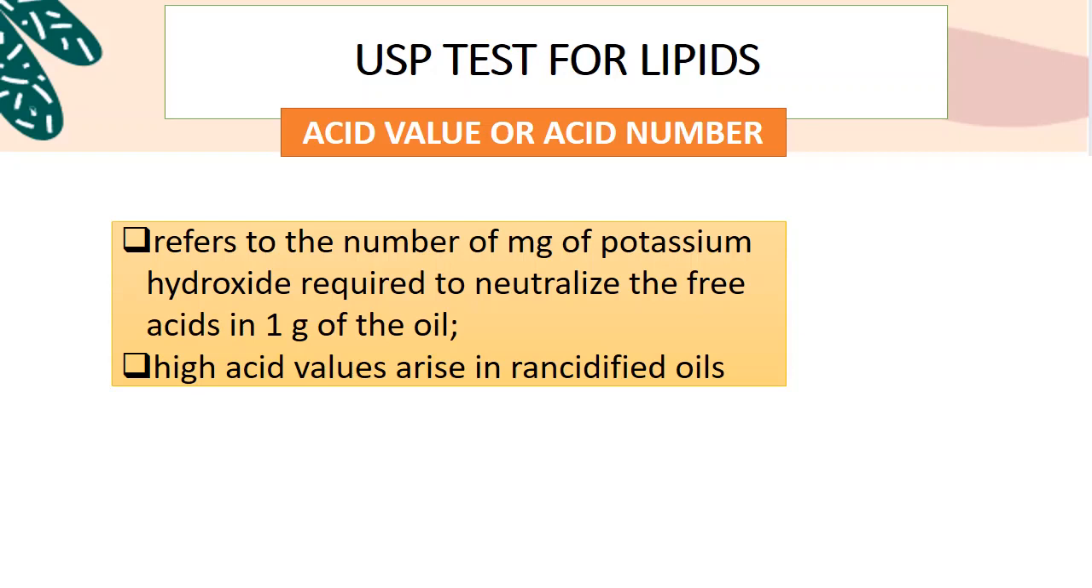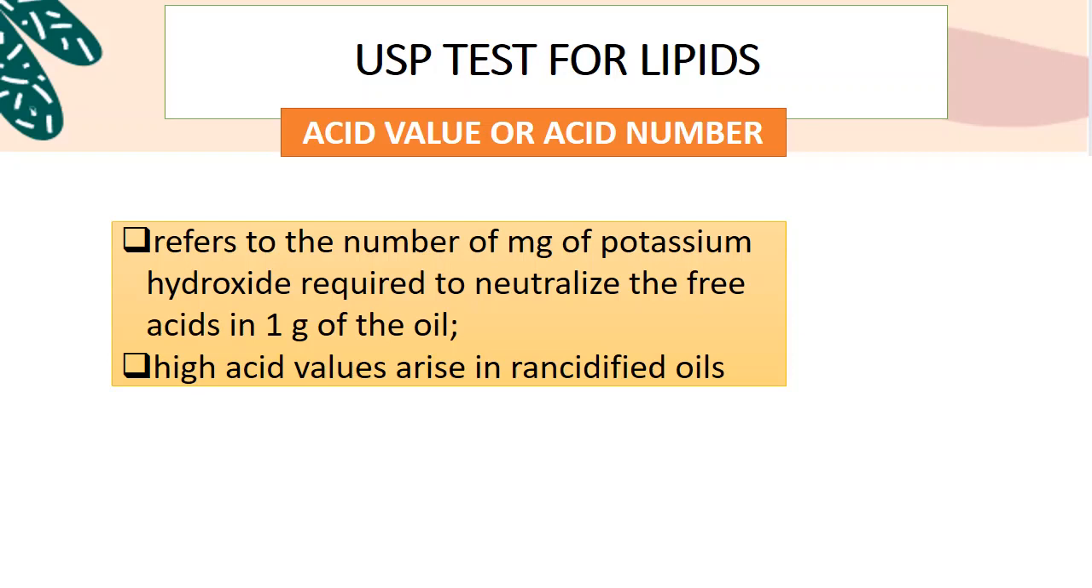So again, the acid value measures the rancidity of our oil. So high acid values arise in rancified oil, as it says here. So once there is a higher acid value when we titrate, it means our oil is not edible. So it should not be used.